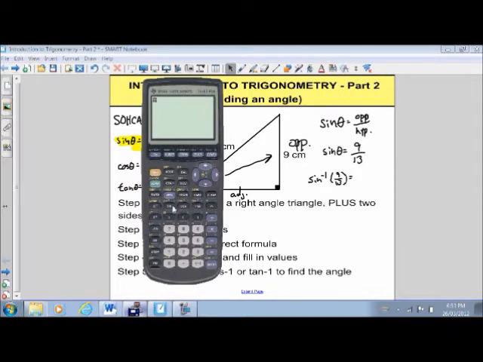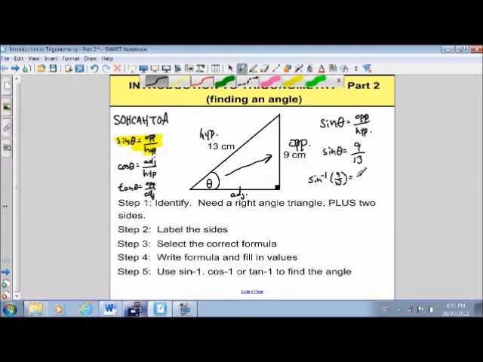So I can just go second function, sine -1, and again with this calculator it's prompting me. I can just put in the ratio 9 divided by 13. Make sure you close the bracket. And 43.8 degrees. So that angle would be 43.8 degrees. Now it's really common that you're going to get a decimal for your degree. Usually they don't get a whole number.